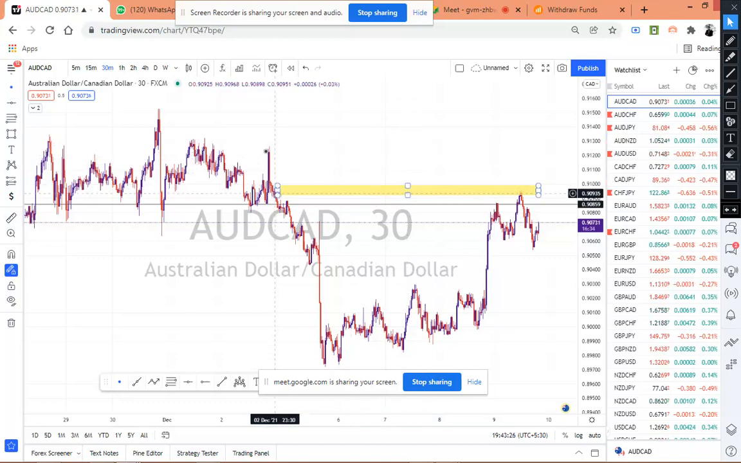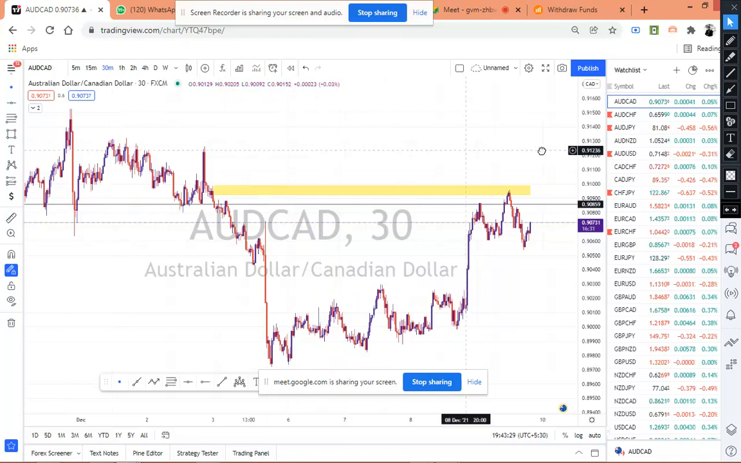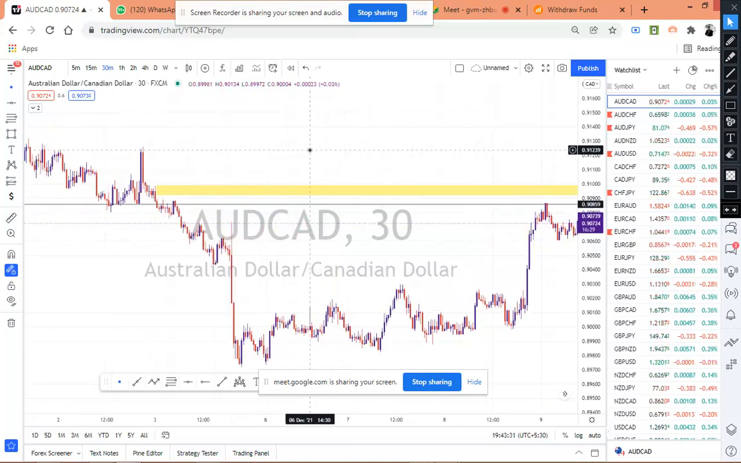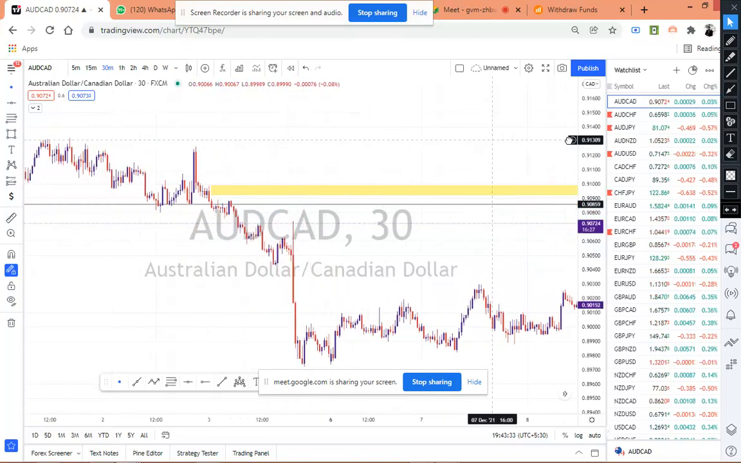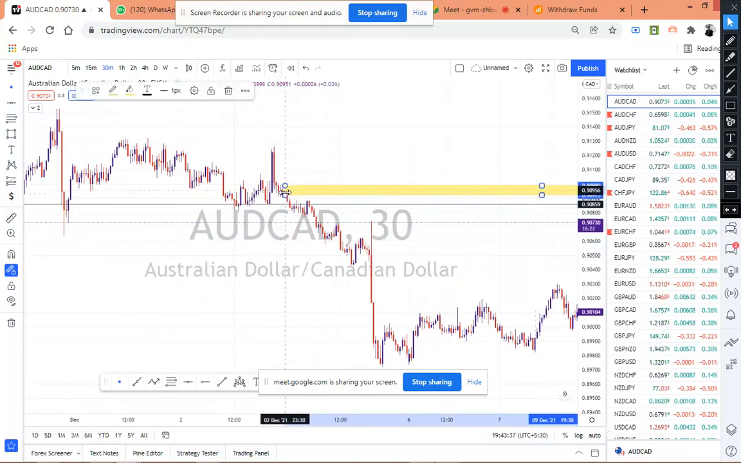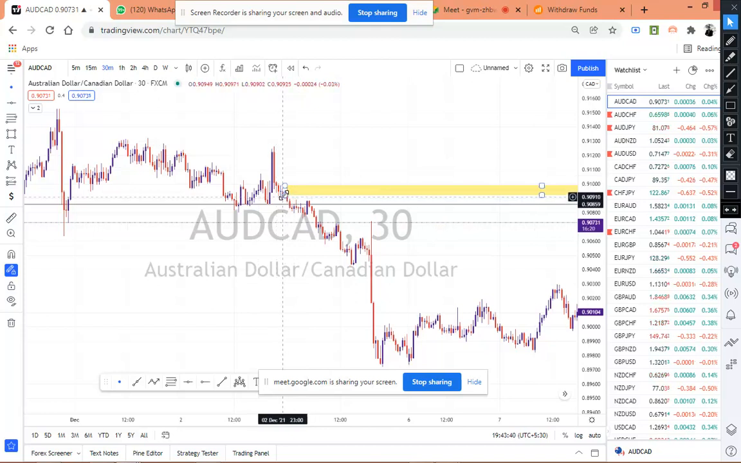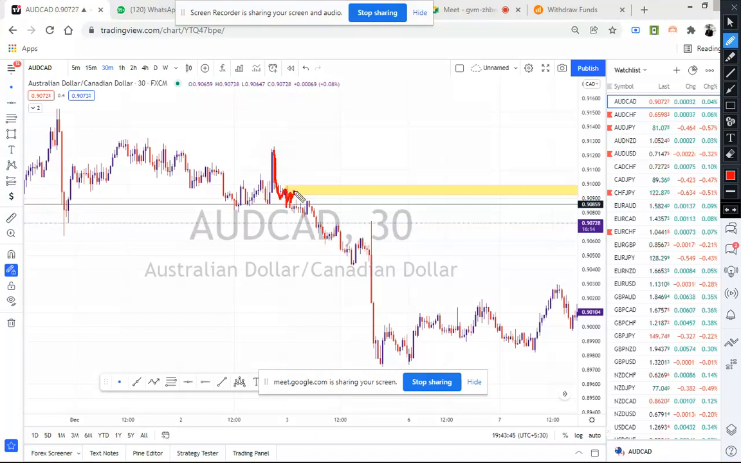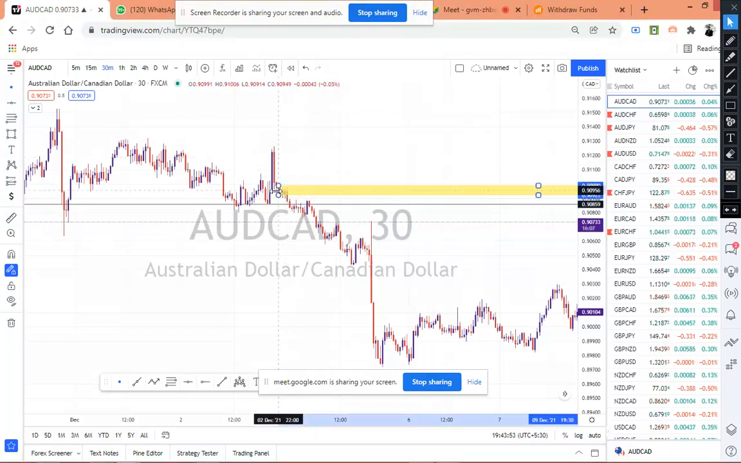So I'll draw my supply zone because if you look at it very well, let me draw it perfectly so that you understand what I mean. Look at the last green candle before this drop. So here we have the drop, base, drop. Okay, or we can easily extend the rectangle shape to the left side a little bit.